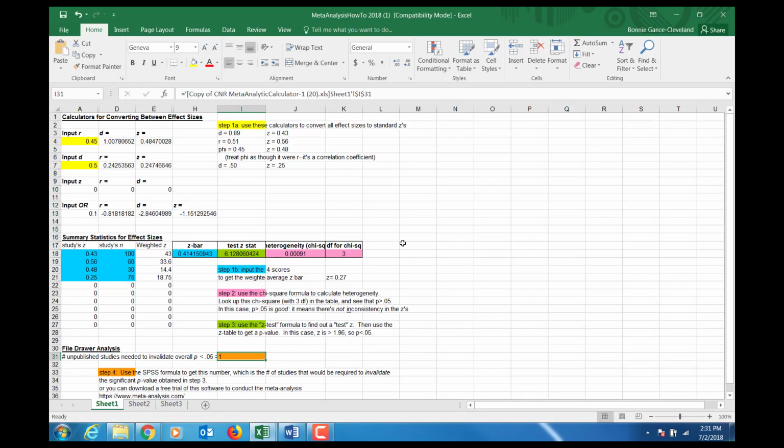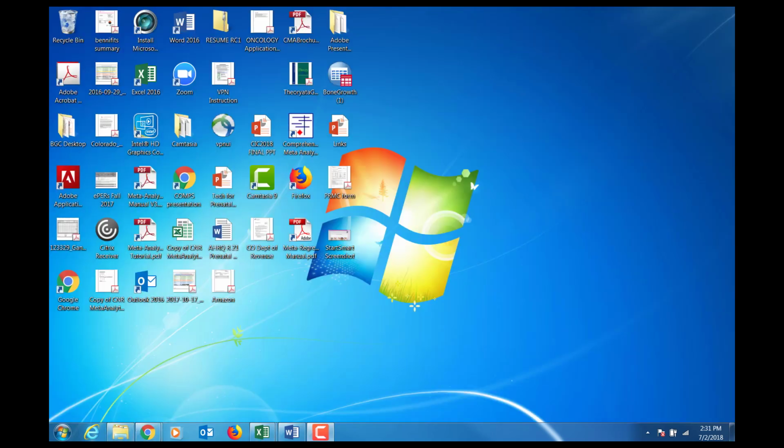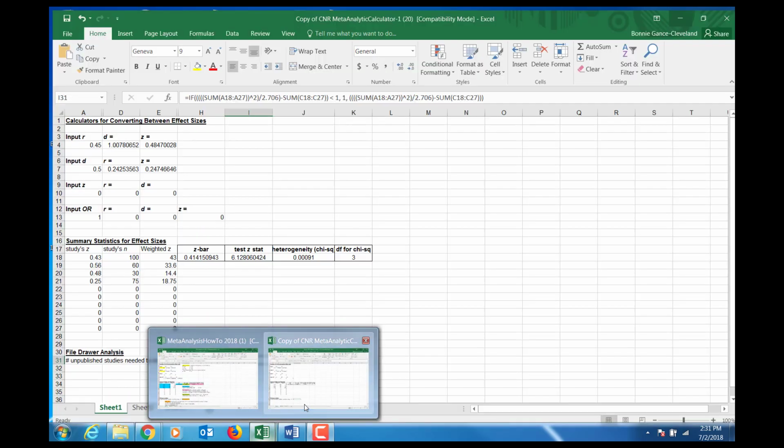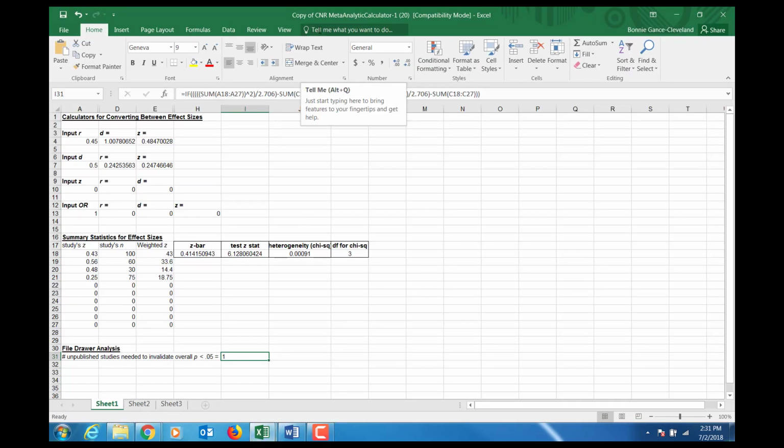Next, I suggest you download the meta-analysis how-to worksheet, which describes each step along the way, and you can follow along and compare your findings to what you see on this sheet with the answers in each step. And then the final thing that you're going to need, the thing that you're going to use to actually do the calculations, is a copy of the CNRS meta-analytic calculator. And that's how you're going to get these calculations done. So let's jump right in and walk you through doing this assignment.